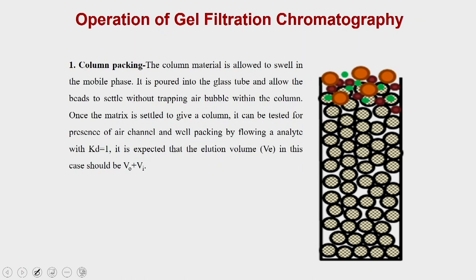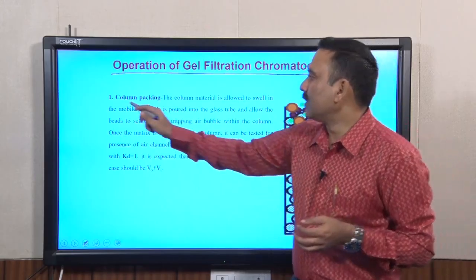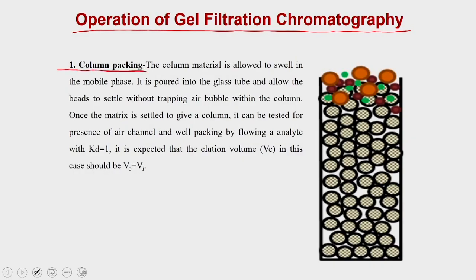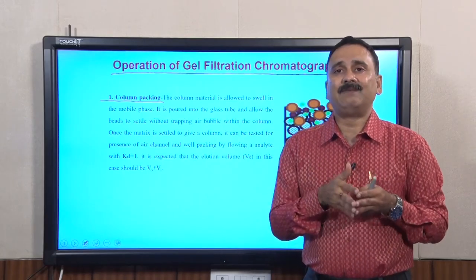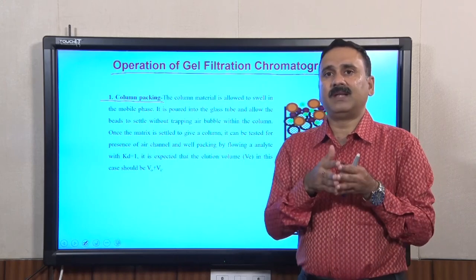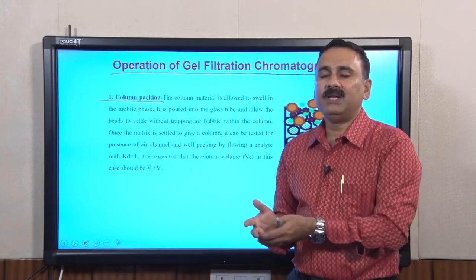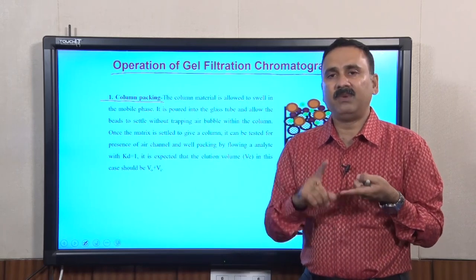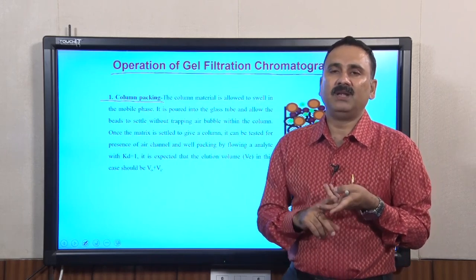Now let's see how to do the operation of gel filtration chromatography. One of the crucial parameters of gel filtration chromatography is the column packing. So the first event is that you have to do a column packing. In the column packing of gel filtration chromatography, you have to be very, very careful. For example, the column material you get from the companies is either present in a liquid phase, or they will probably give you the column material as a powder.